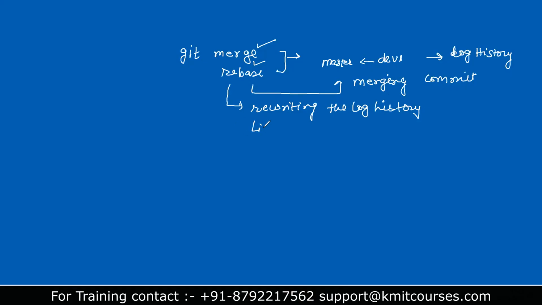It is called a linear approach. When you see the graph of commit history, it will be linear. Whereas if you are merging with multiple branches, then it will not be a linear graph. All right, so let us see with the example, then it will be more clear and more meaningful.